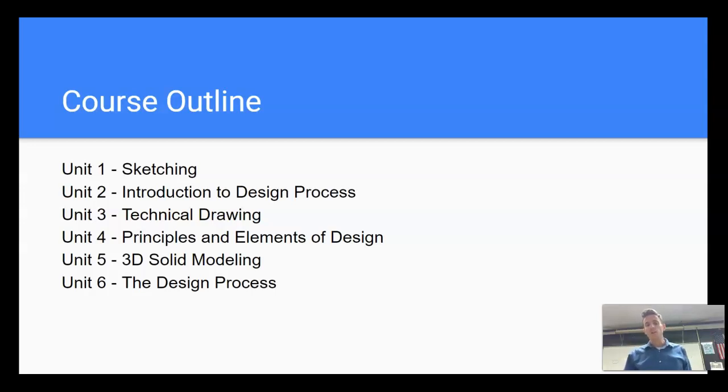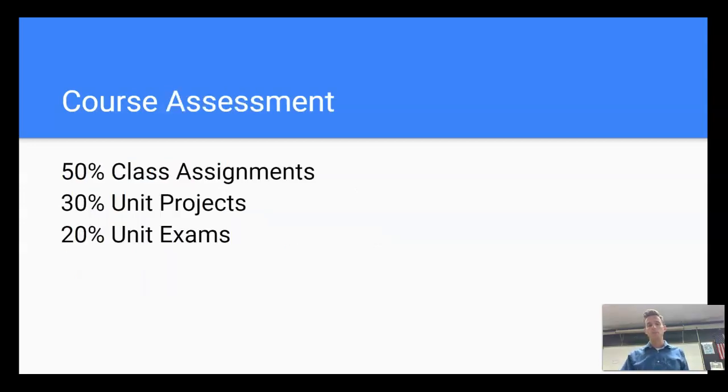And then finally, in Unit 6, we go back to the design process for one final large project that will encompass everything that we've learned throughout the year. And then we also have an unofficial Unit 7, which is our review unit. We do have a final exam for this class, so we'll review for that exam before it happens.